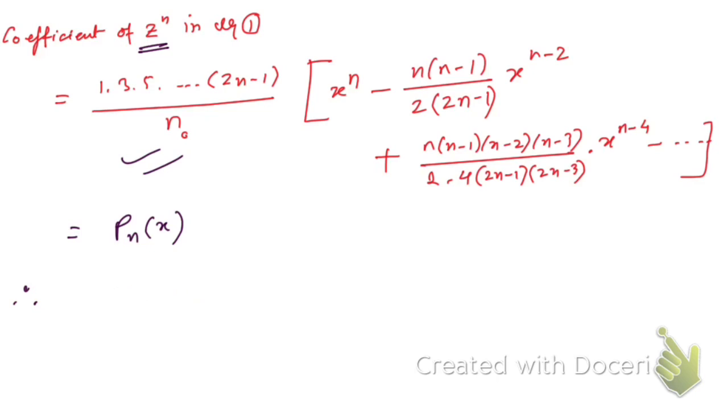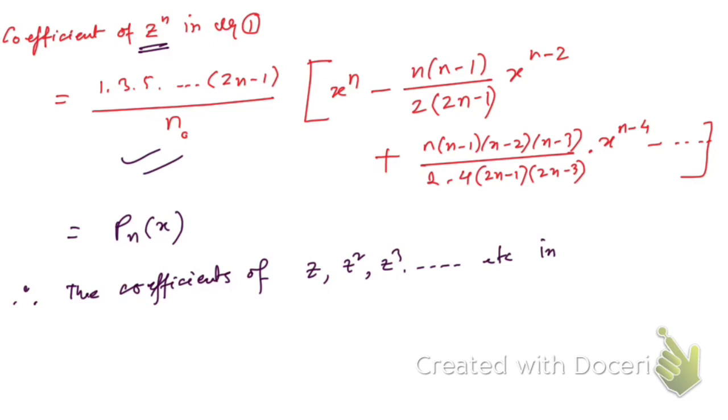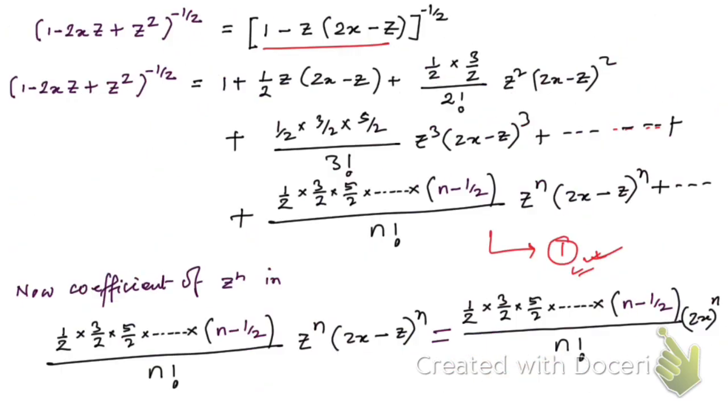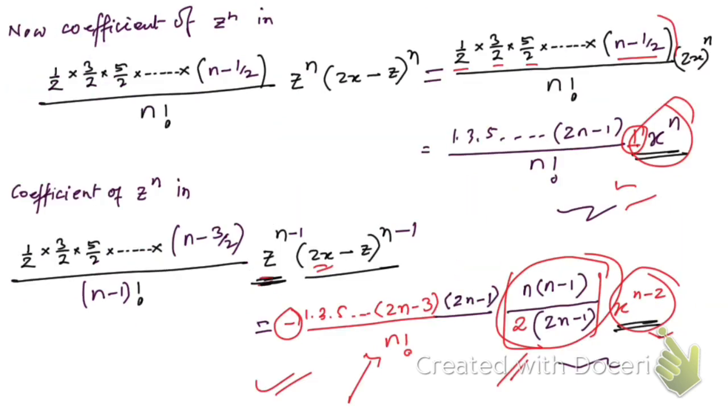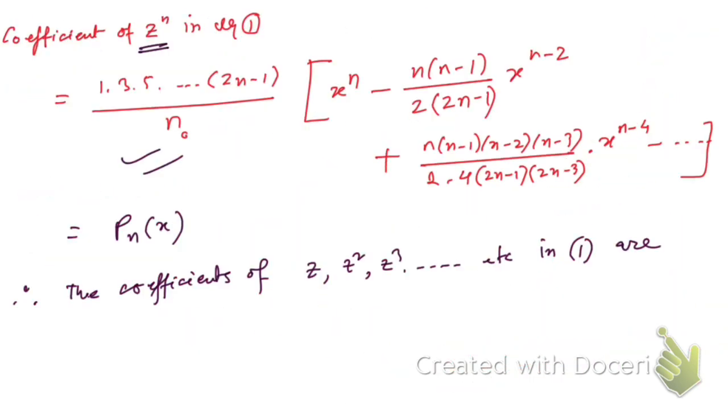Therefore, we can write, thus the coefficients of z to the power 2, z to the power 3, dot dot dot, etc. in equation number 1 are, and equation number 1 means this one, here you see this was equation number 1, are P1 of x, P2 of x, dot dot dot, and so on.